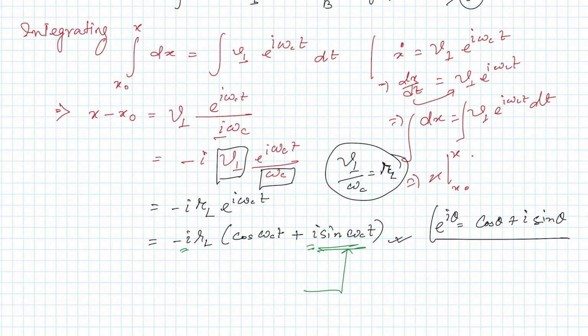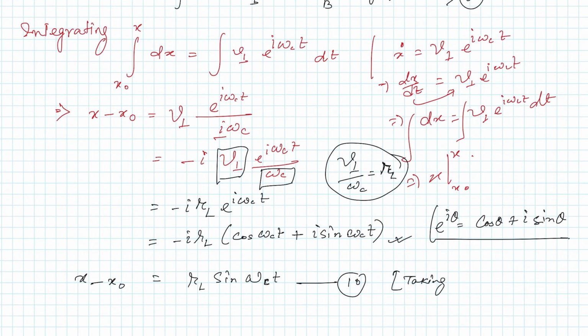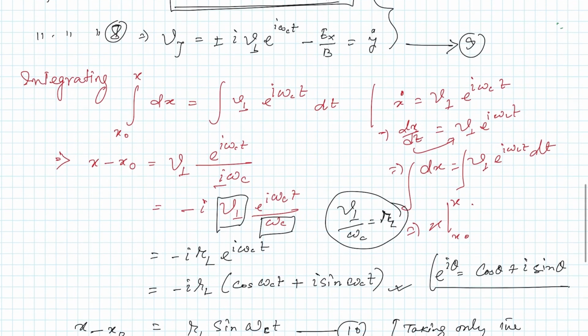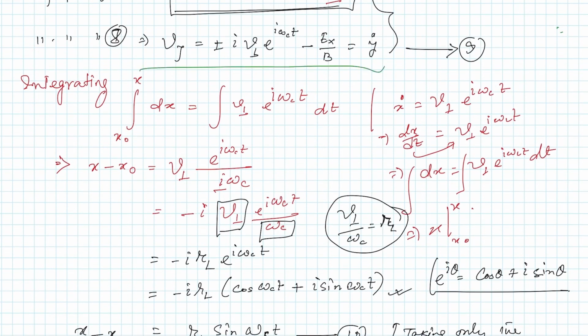Taking the real part, we will get x minus x naught is equal to R L sin omega c t. This is equation number 10, taking only the real part. Now what to do? Let me integrate the other equation.